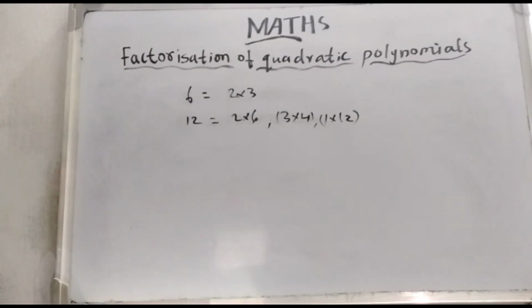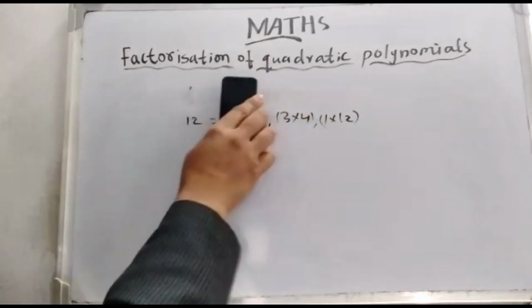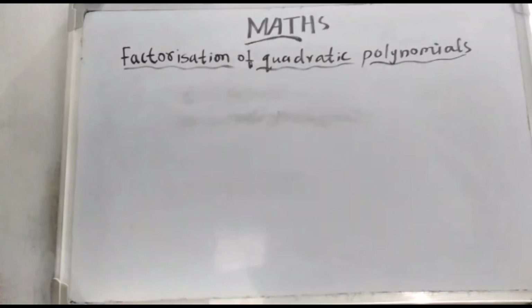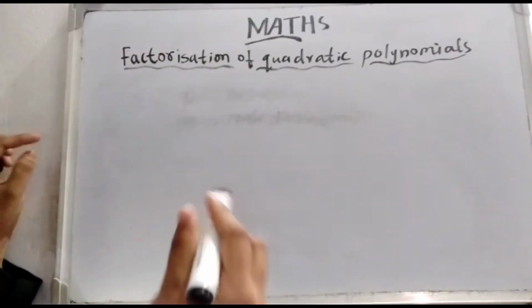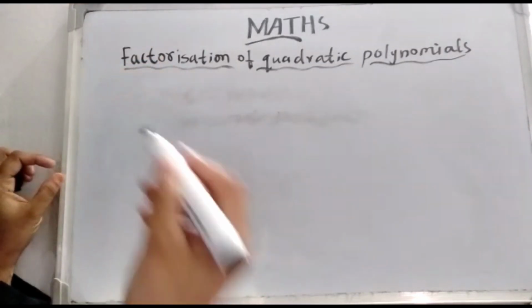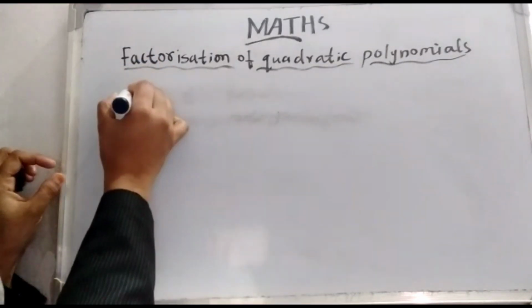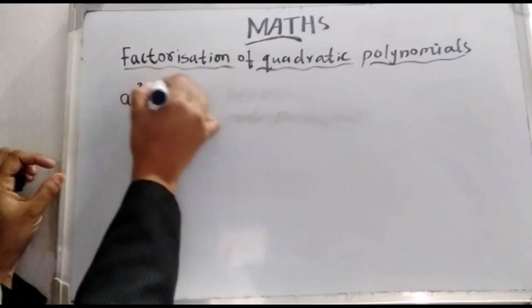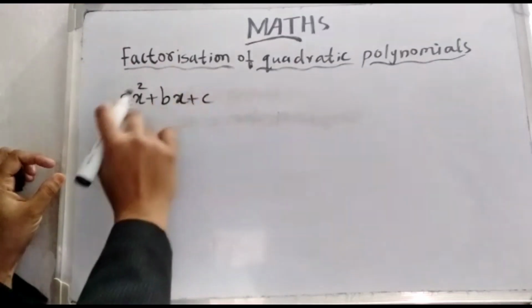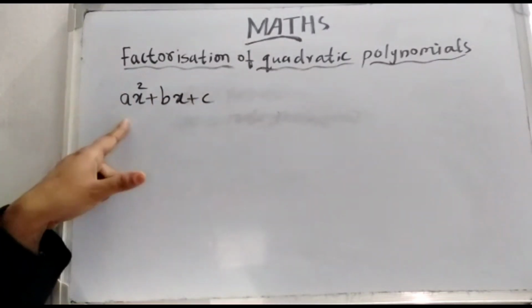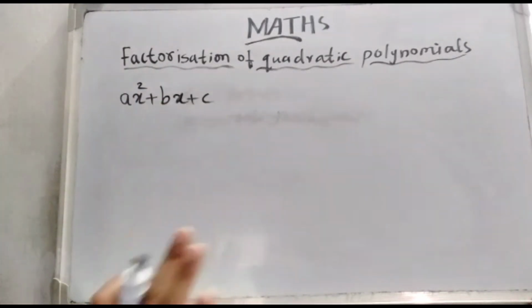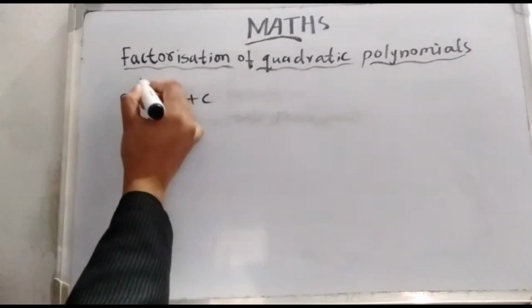In the same way, we can factorize polynomials also. Today we are going to discuss factorization of quadratic polynomials. Let's learn how to factorize a quadratic polynomial. All of you listen here. What is the standard form of a quadratic polynomial? See, ax square plus bx plus c, where a, b and c are real numbers. ax square plus bx plus c is a quadratic polynomial. Quadratic means degree 2.